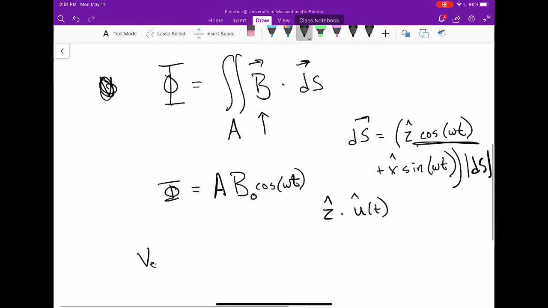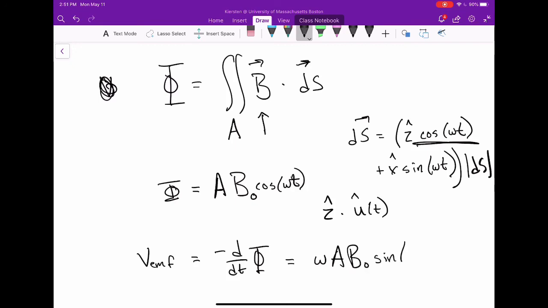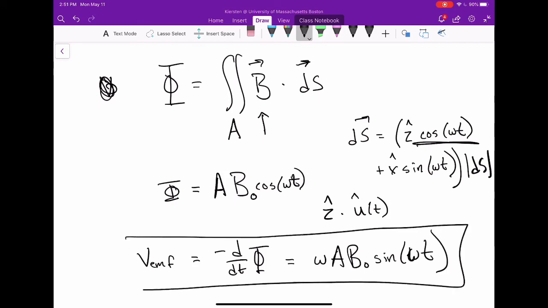So V EMF is minus the time derivative of that flux, which is equal to omega A B naught sine of omega t. So that's one way of solving this problem.